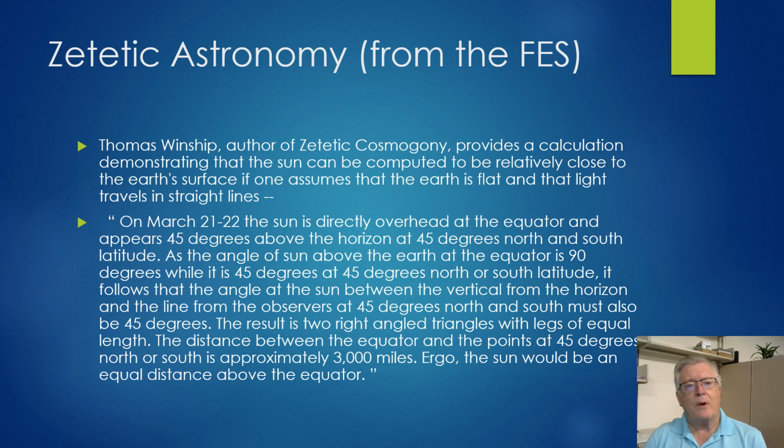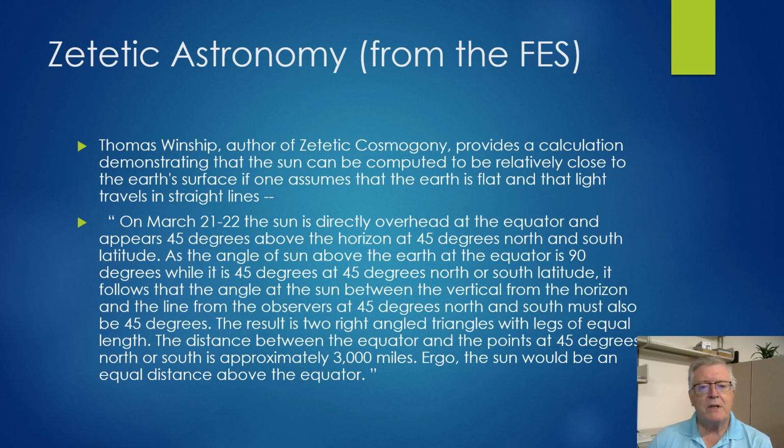This is a quote from Mr. Winship. On March 21, 22, the sun is directly overhead at the equator and appears 45 degrees above the horizon at 45 degrees north and south latitude. This, of course, is the spring equinox in the northern hemisphere.